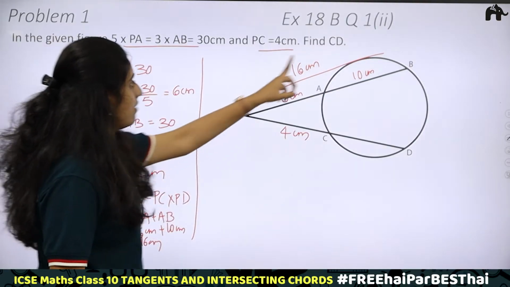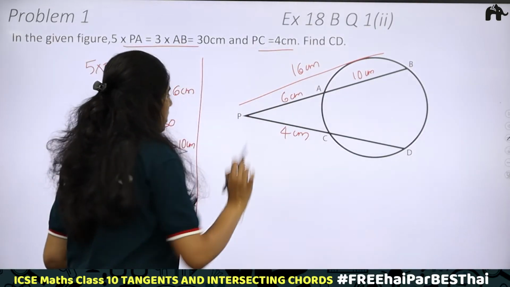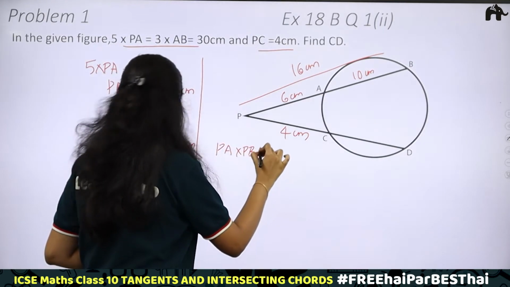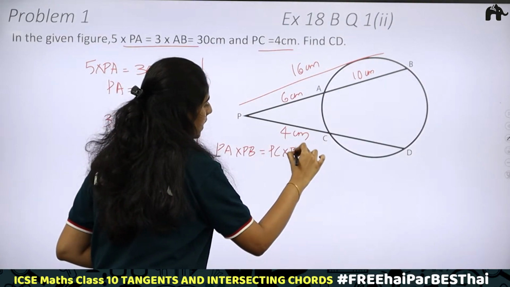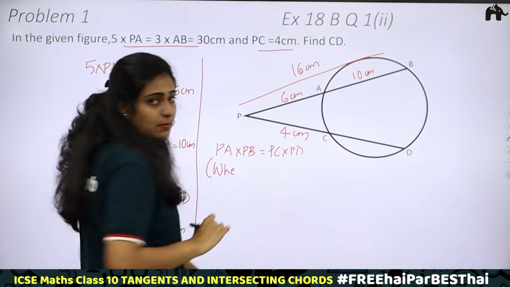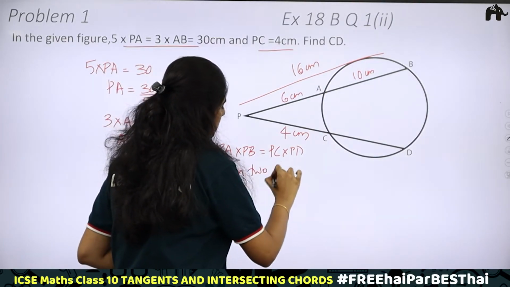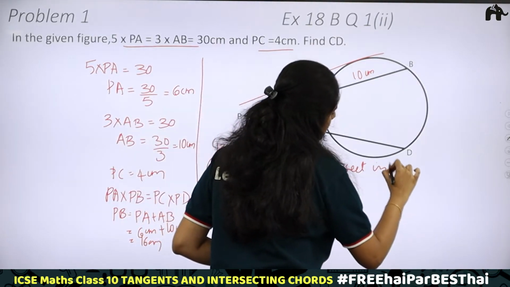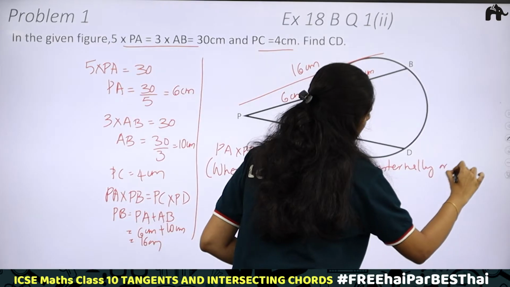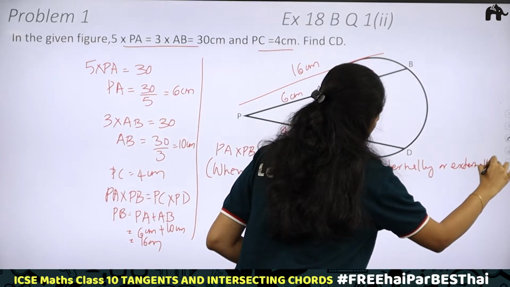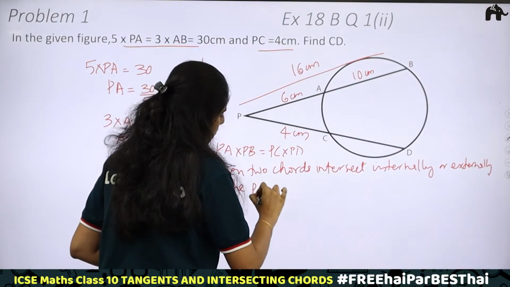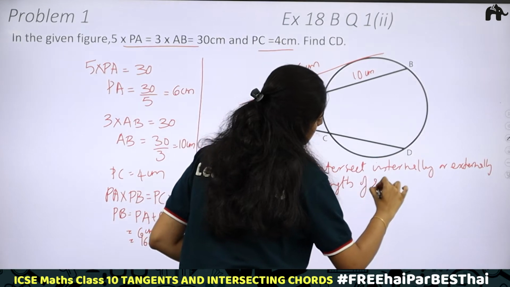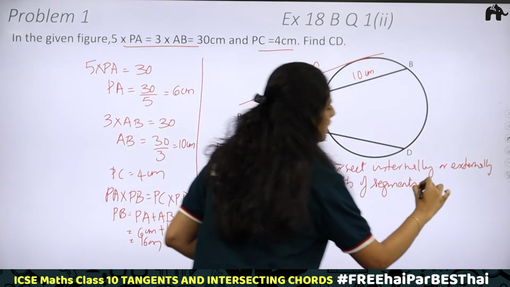What we have to find? We have to find CD. So according to the theorem, we'll be having PA into PB is equal to PC into PD. That is the theorem. Put the statement here. When two chords intersect internally or externally, the product of the length of segments will be equal.